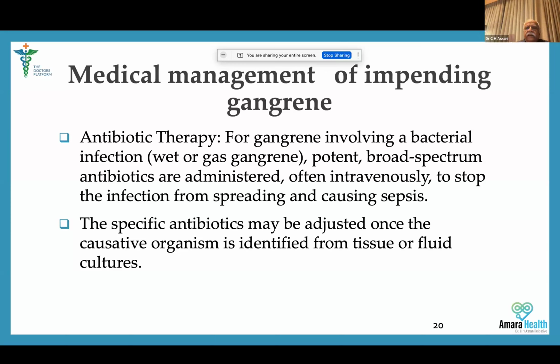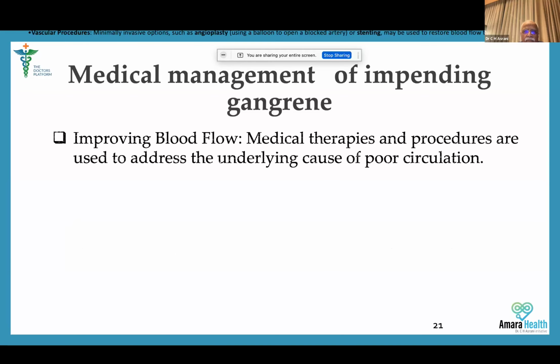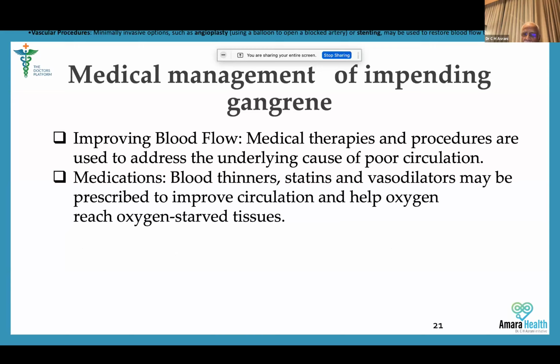Sorry. Even before you do culture of the pus or discharge, you should start a broad spectrum antibiotic intravenously. Improving blood flow. Whatever you can do to improve the blood flow, you have to start doing. You can give blood thinners, you can give aspirin, you may start heparin, you give statins and some vasodilators may be required. Because blood is required, it gives oxygen, it gives immunity to fight infections.